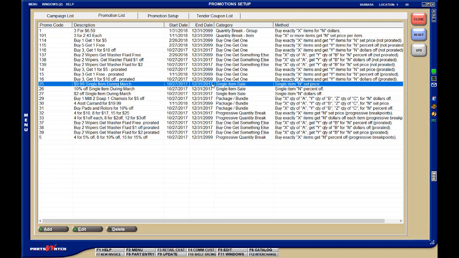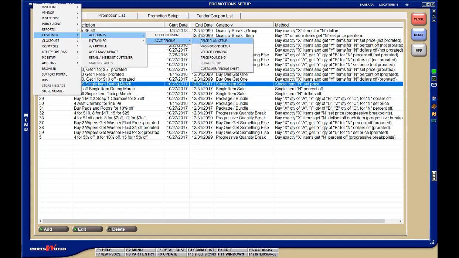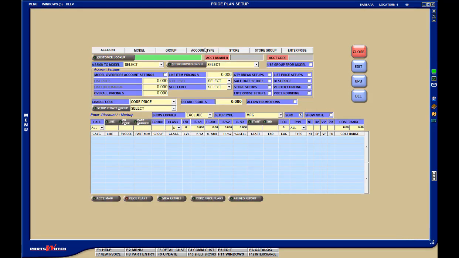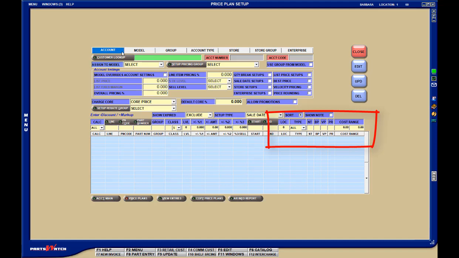And since single item sales can be set up in customer pricing plan setup, here are some differences to help determine which to use. The setup type of sale date from the customer pricing plan setup screen can be set up by a plus or a minus amount or a plus or a minus percent, and allows 2 additional stacked discounts or markups. They can be set once for one or more customers or by store or all stores. They can also be allowed or disallowed for best price and net pricing and velocity pricing and all of the rest of those setups.